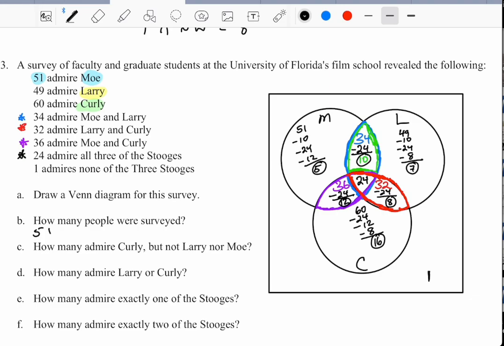5 plus 10 plus 7 plus 12, 8, and 16. All right, so 15, 22, 34, 42, 58, I think. So 58 individuals were surveyed. Just do a quick double check on that. I'll add it the other way. 24, 36, 43, 53, 58.